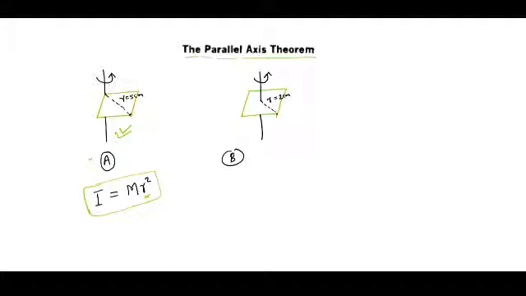And in case B, the mass distribution from the axis is a little bit closer, meaning r is smaller compared to case A. Therefore, if r is smaller, then the moment of inertia is smaller. Then how will we calculate accurately the moment of inertia in these two cases? For that we will use the parallel axis theorem.